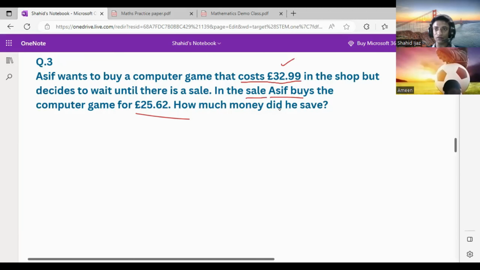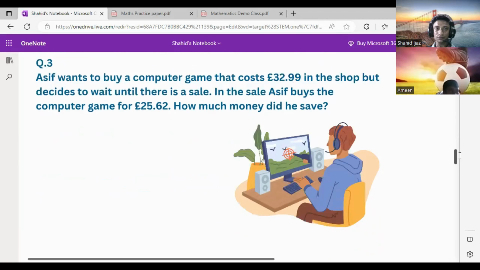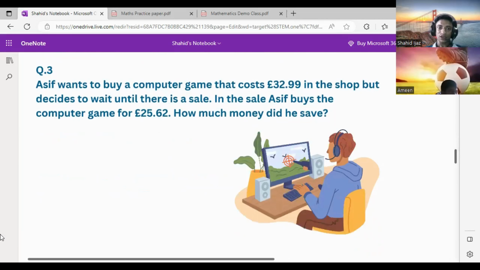How can we solve? You do 32.99 minus 25.62. How can we solve this? Can you write on the whiteboard? Yeah, I can.